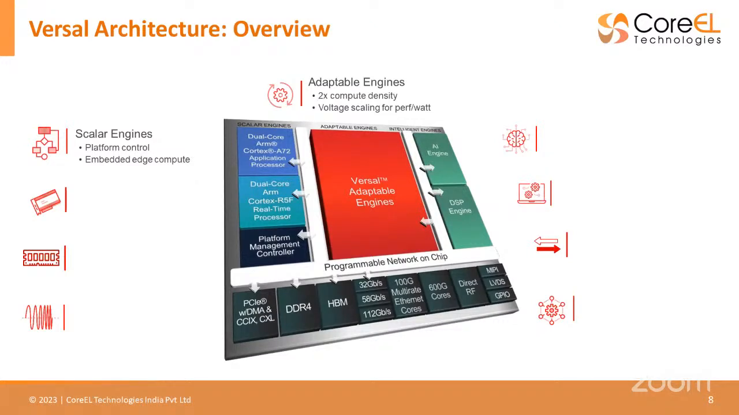And last but not least, we have our intelligence engines, right? So the intelligence engines are going to be your AI engines and DSP engines, right? These engines are what essentially are being used for your high compute densities, right? High data rate computation is happening on your AI and DSP engines. Along with that, you also have something called a programmable NoC, right?